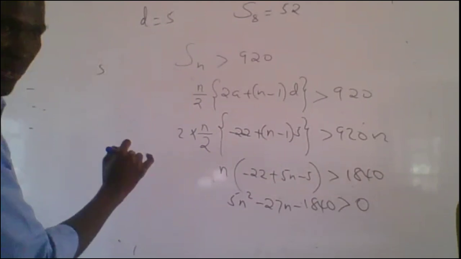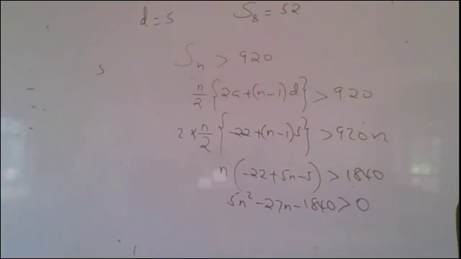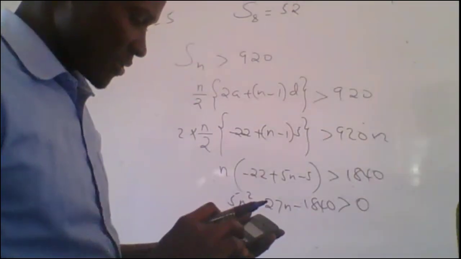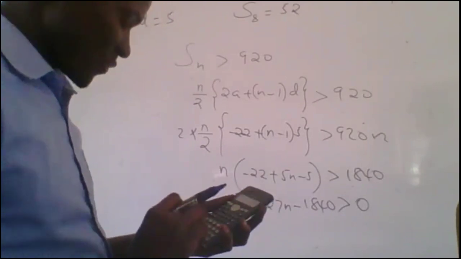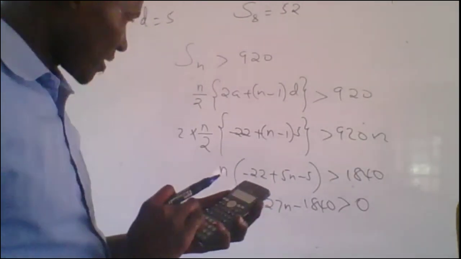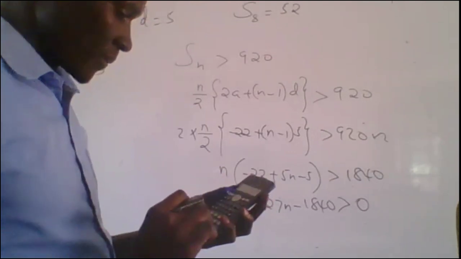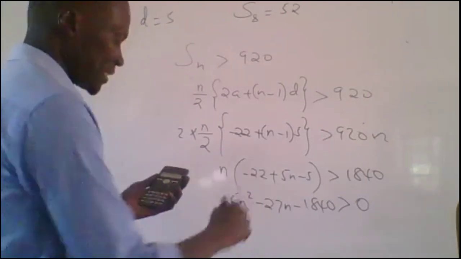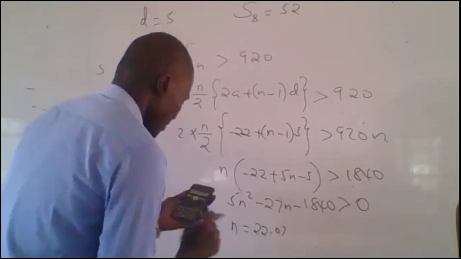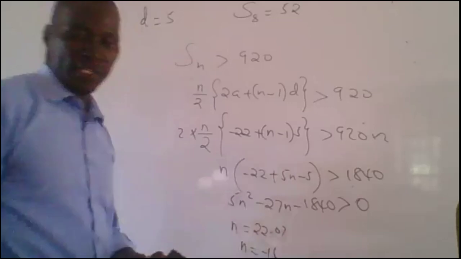You have a formula, a calculator that can work with it. Let me see. Let me just work out that question. Sharin? Yes. Have you tried that equation? Okay. Let me work it out for you. You will work it out later. So, minus 27 minus 1840. So if you use the square method, n will be 22.07 or negative 16. You getting that?